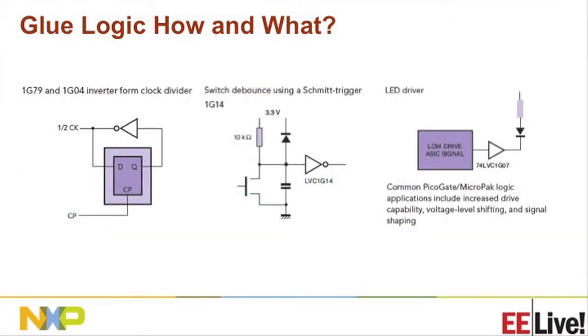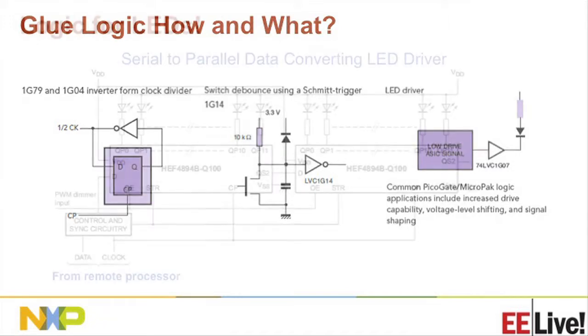Some more examples, if you want to make a clock divider, it can be done with the flip-flop and inverter. Switch debouncing can be implemented with the Schmitt Trigger. You can drive the LEDs by using a pull-up on an open drain output. So in that case, when your buffer is at low output level, the current will flow from external supply into the buffer, which is here. And you can increase the drive capability, also do some level shifting, depending on what your external supply looks like.